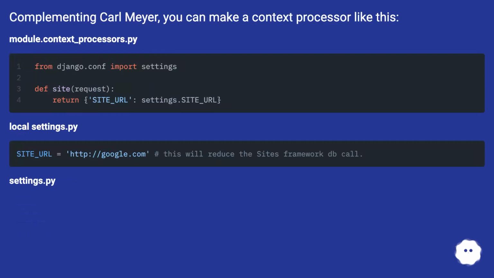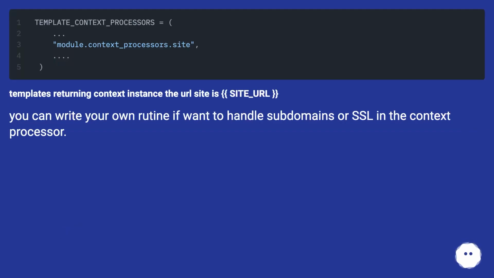Complementing Karl Mayr, you can make a context processor like this. module.context_processors.py, local settings.py, settings.py. Templates returning context instance. The URL site is SITE_URL. You can write your own routine if you want to handle subdomains or SSL in the context processor.